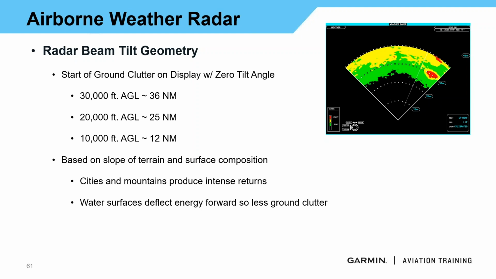This is based on AGL altitudes with normal terrain. If you're at 30,000 feet, I'm going to assume I'm going to start seeing that ground returns at about 36 miles. For 20,000 feet AGL, about 25 miles. And about 10,000 feet AGL, it's going to be 12 miles. Of course, this could change based on cities, mountains, water surfaces, things like that.